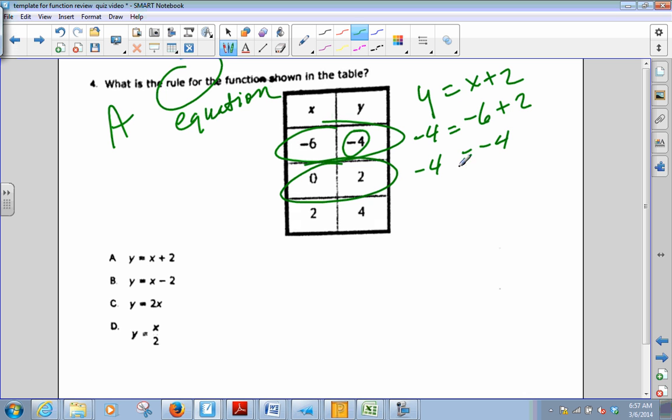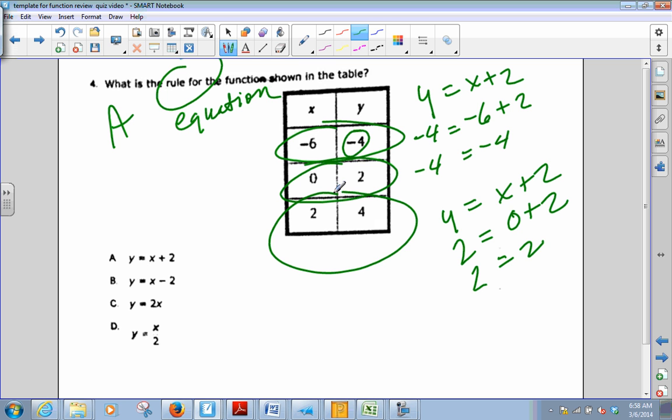Let's see if it works, because it's got to work for all of them. So y equals x plus 2. I'm going to put 0 in for x and 2 in for y. 0 plus 2 is 2, so 2 is equal to 2. Last but not least, I'm going to try it out. x is 2. It says that y should be 4. 2 plus 2 is 4. So we know that A is the correct answer.